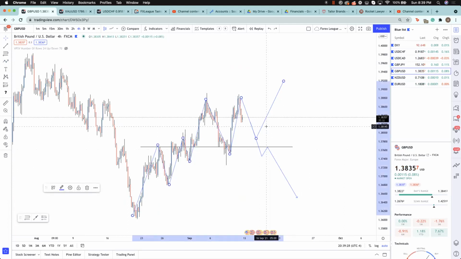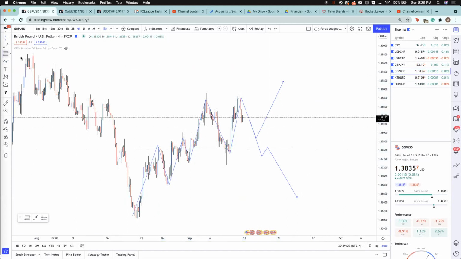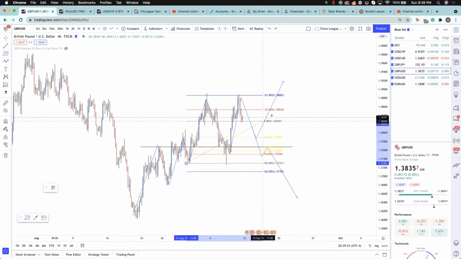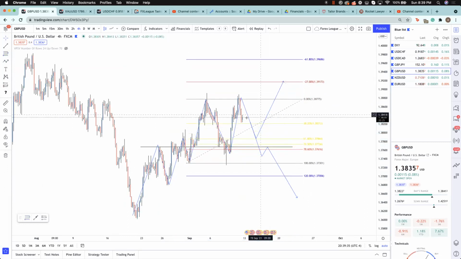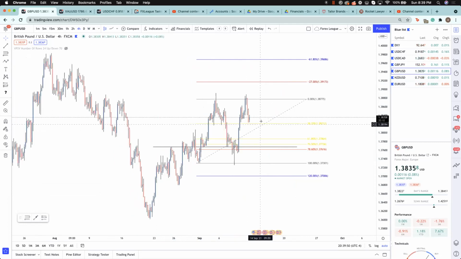On the flip side, if this thing does come down, I'm just going to fib from this area, because for those that know how to use the fibs, we're not going to move them until it's actually broken the 0% level, this previous high. So we got our fibs on here. If we just take all this off for a second, this is what we're looking for. Does 38.2 have support? Is it a good support level?